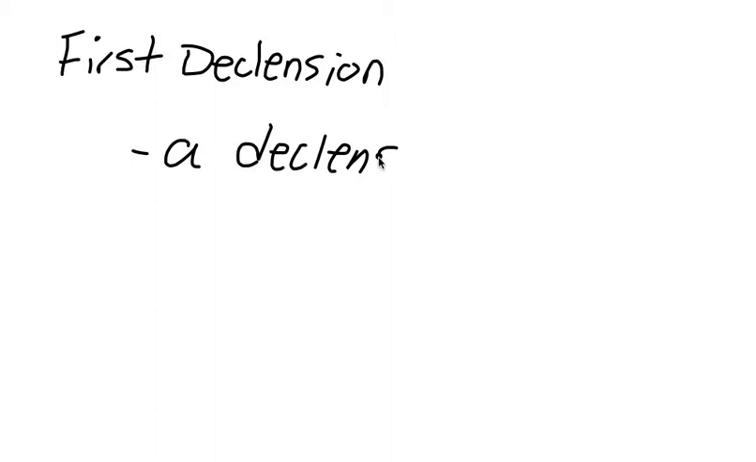Today we are going to be talking about first declension. In Latin, a declension is any group of nouns that has the same endings, and so first declension is often called the A declension because most of the nouns in first declension end with an A.